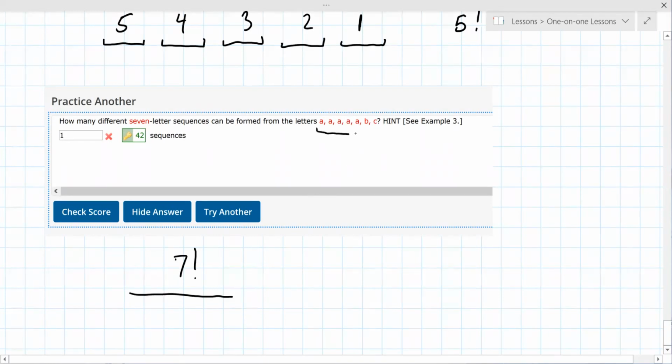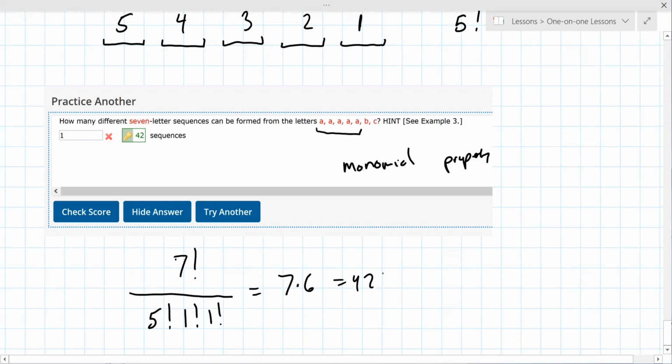And for each individual one, like there's 5 A's, you say 5 factorial, 1 B, 1 factorial, and then 1 C, 1 factorial. This is called the multinomial distribution. So you take the number, and this becomes 7 times 6, which is 42.